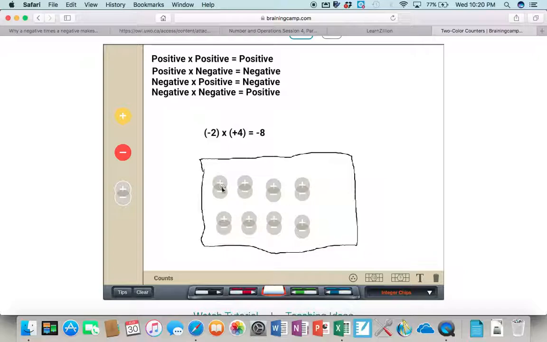A positive and a negative chip together make a value of 0. So this is 0. But I'm starting from a value of 0 that allows me to take away 2 groups of positive 4. So I'm going to liberate my groups here. Oops. And then maybe I'll move these down a bit. And yes, I know I'm going to be going out of my workspace, but I am okay with that.